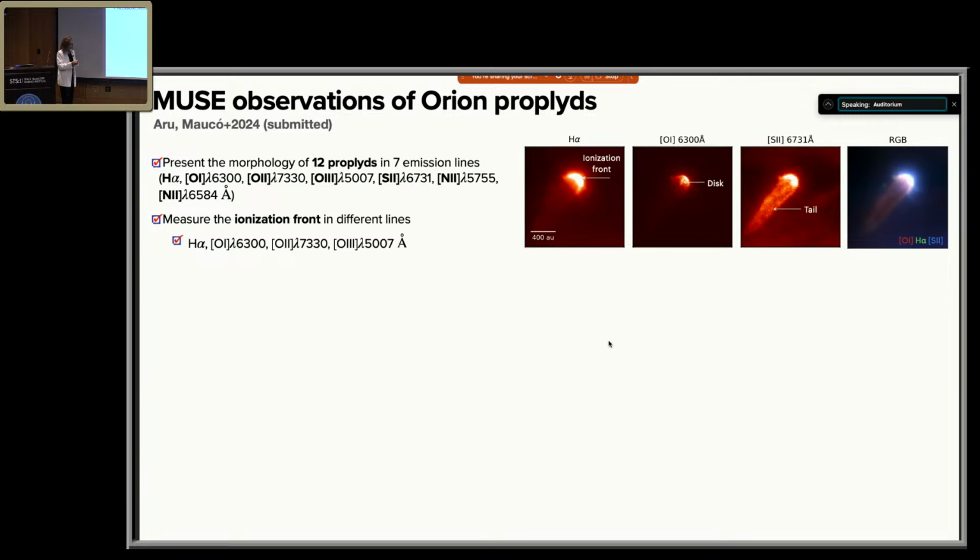So this is work led by the PhD student Marilise Aru at ESO, working with Carlo and with me. And what we have done here is use MUSE to observe Orion proplyds.